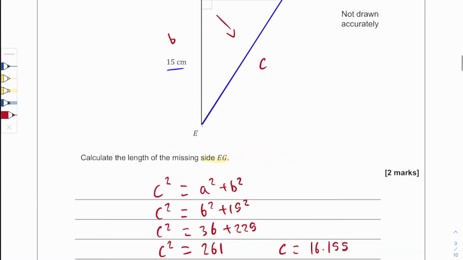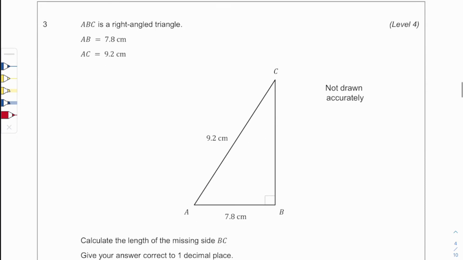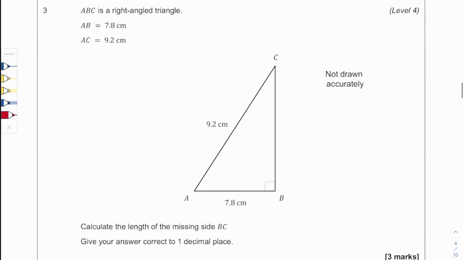So those two questions were almost identical, so hopefully the next one's going to be a little bit different, and it is slightly different. Okay, so for this one we're told ABC is a right angled triangle, and AB is 7.8 centimetres and AC is 9.2 centimetres. And we need to work out the length of the side, which is BC. So this is BC here.